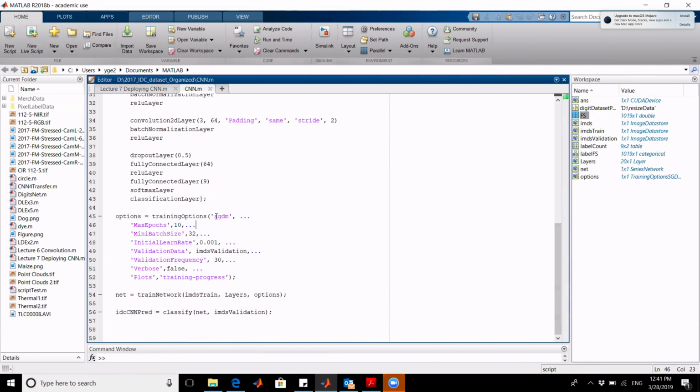So SGDM, right? That's stochastic gradient descent with momentum. That's one of the gradient descent options that you can have. And we already see the epoch. So epoch is how many times you want to go over the entire data set. Now remember, our training set got 750 samples, right? So which means, and then I also specify the mini batch size of 32. So which means you're reading 32 images and then go over the forward feedforward training, and then backward propagation.